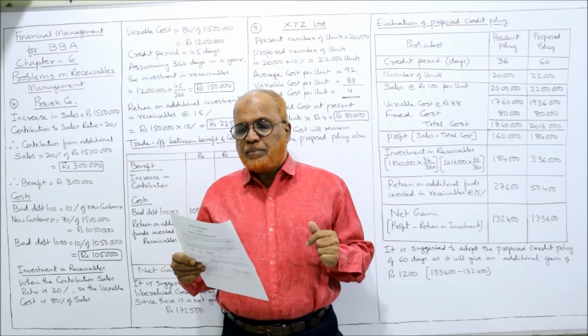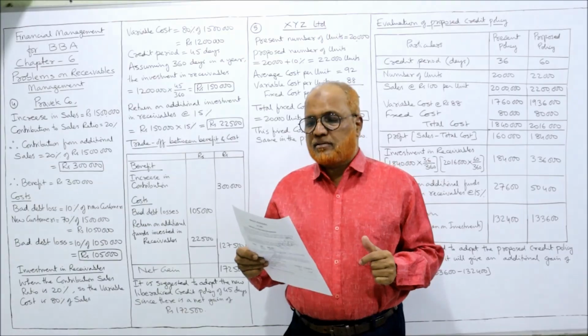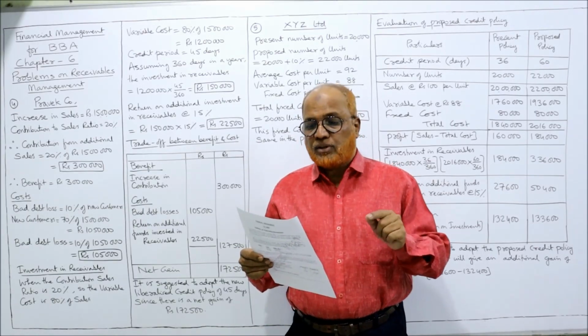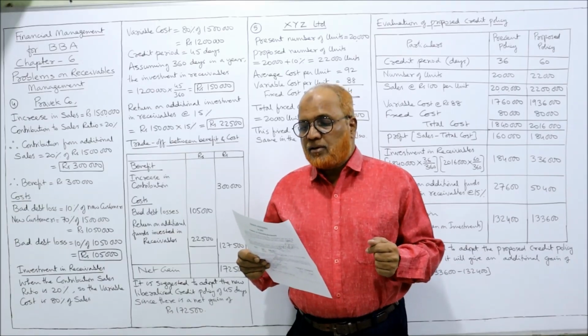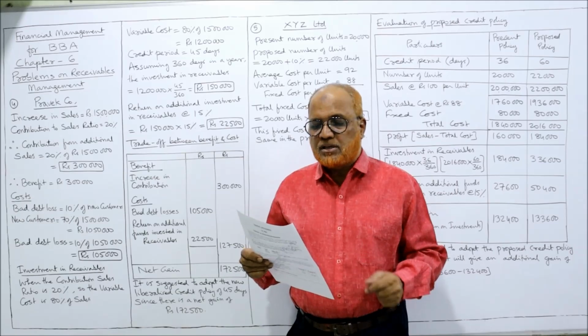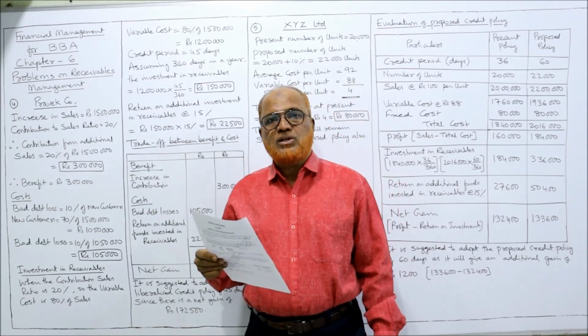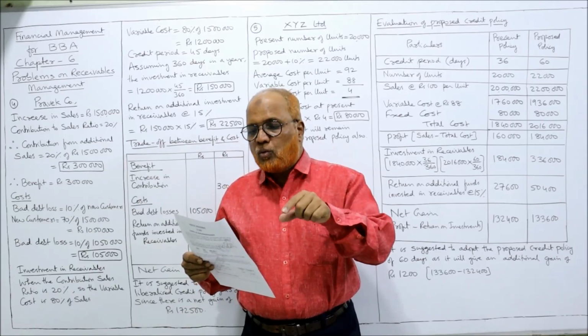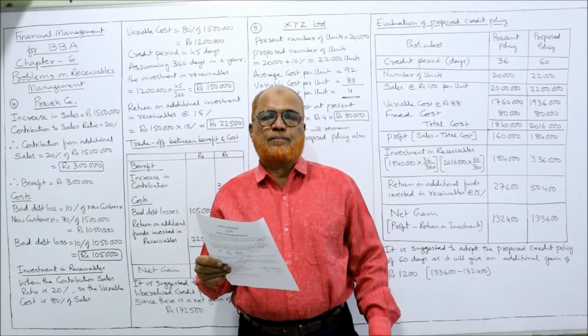The average collection period is likely to be 45 days. And the incidence of bad debt losses is 10% for the new customers. And the contribution to sales ratio for the private company is 20% and the cost of funds is 15%. Should the company follow the new liberalized credit policy?